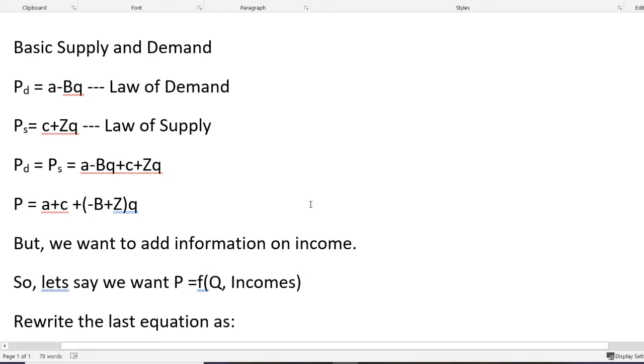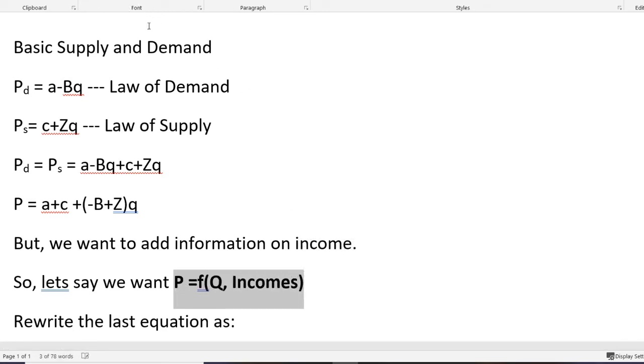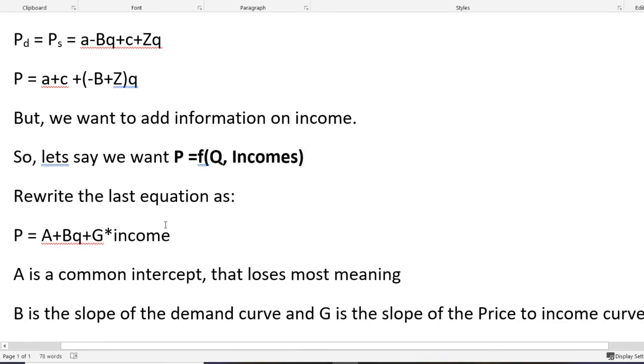So let's say we want to estimate this function where price is a function of quantity and income. We would rewrite this last equation here. This largely gobbledygook, uninterpretable equation is something new. Now we have price is equal to an intercept. That A is equal to that little A plus C up there.